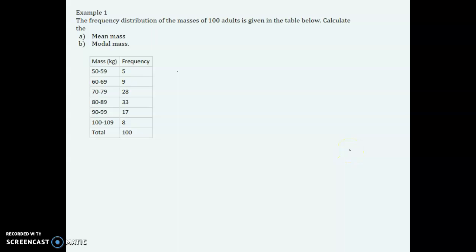This is my first example. They gave us a table here where they say this corresponds with the mass of 100 people, and they ask us for the mean mass and the modal mass. Now, from observation, I can see that this is actually group data because this is a class interval. This is telling me the category, the class interval of 50 to 59 was 5 people, 60 to 69 was 9 persons, and so on, right? So because it's group data, my approach to this would be different than if it were ungrouped data. So these are the steps I would do.